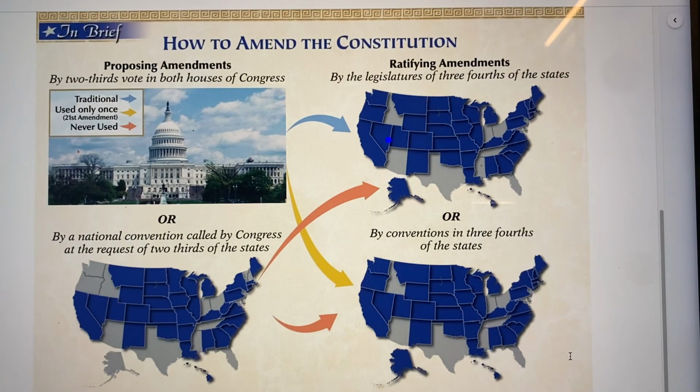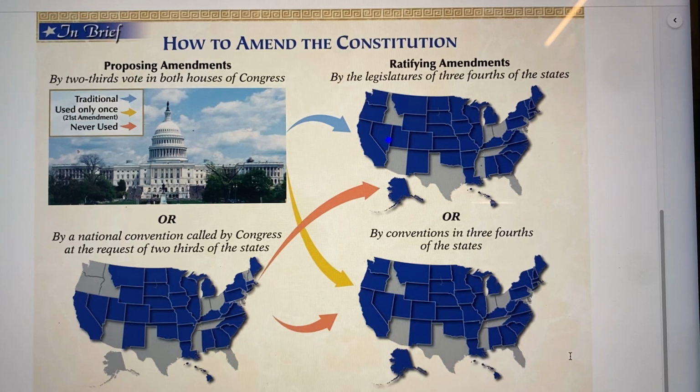Okay, let's go over how to amend the Constitution really quickly here. I'm going to go over this picture here. So, first of all, proposing amendments. By a 2/3 vote in both houses of Congress, you propose an amendment to the Constitution. So the traditional way has been used, while the other was used only once. The 2/3 vote is the traditional way. You can see the red means never used, and then the blue means used.